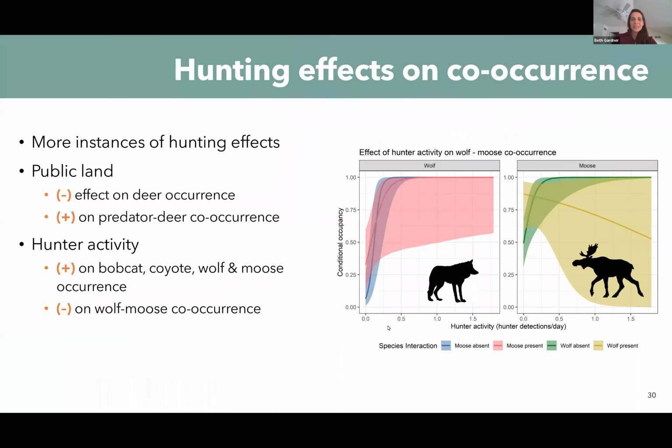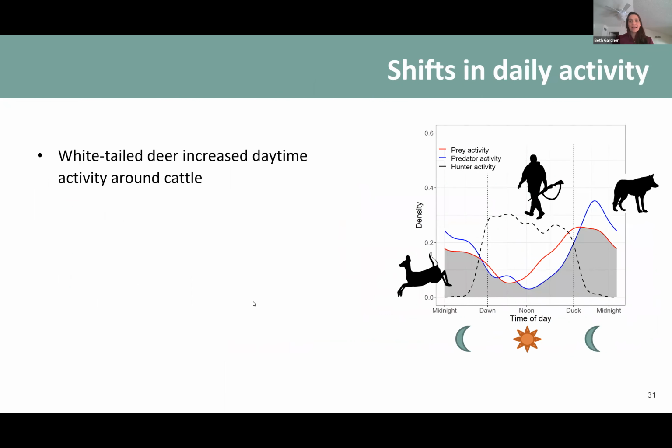Sarah talked about the effects of grazing and hunting in the January commission meeting, and that's recorded as well. So you're welcome to go watch that. But another thing we did look at was how grazing and cattle allotment affected co-occurrence of predator and prey, as well as hunting. And the takeaway here is we found differences for deer based on using public land during the hunting season and changes in their co-occurrence. We also found that hunter activity, the number of photos of hunters, impacted bobcat, coyote, wolf, and moose occurrence. It actually had a positive effect on them, but a negative effect in one case on our co-occurrence. And we also found that animals shift their daily activity patterns as well.